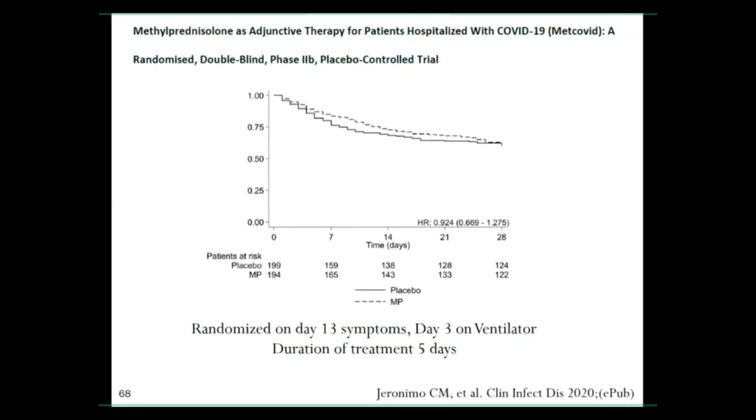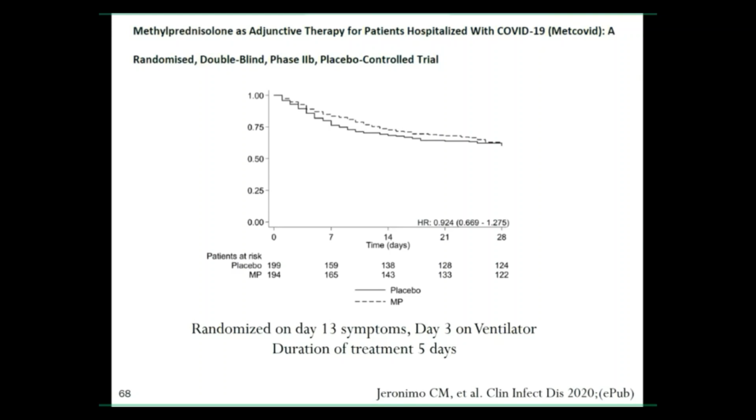This is a randomized study in Clinical Infectious Diseases with steroids. They made a big deal about it, but you can see why this is a flawed study. So patients were randomized on day 13 of symptoms. That means they had about 7 days of respiratory symptoms and were on a ventilator for 3 days. Why in heaven's name would you wait 3 days with a patient on a ventilator before treating them with steroids? And then what did they do?